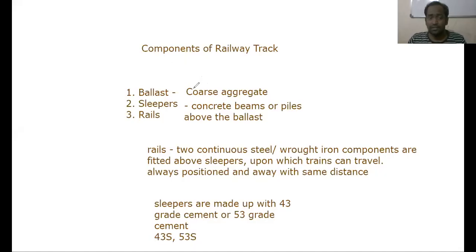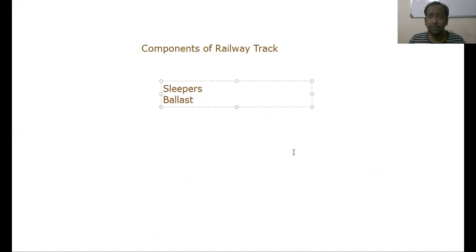See, these are the various components of ballast, sleepers, and rails. In this session, we have discussed about rails, and in next session, we will discuss about sleepers and ballast.